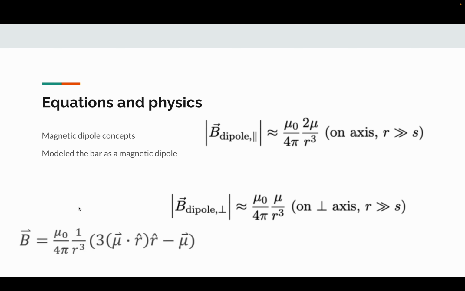So here are some general equations we used. We used general magnetic dipole concepts, and we modeled the bar magnet as a magnetic dipole. We see here that the parallel magnetic field equation is on axis, with the radius much greater than the distance between the dipole. This is the perpendicular magnetic field, which is slightly different. And this is also the vector equation of the magnetic field. These are both magnitudes, and this is the vector magnetic field.